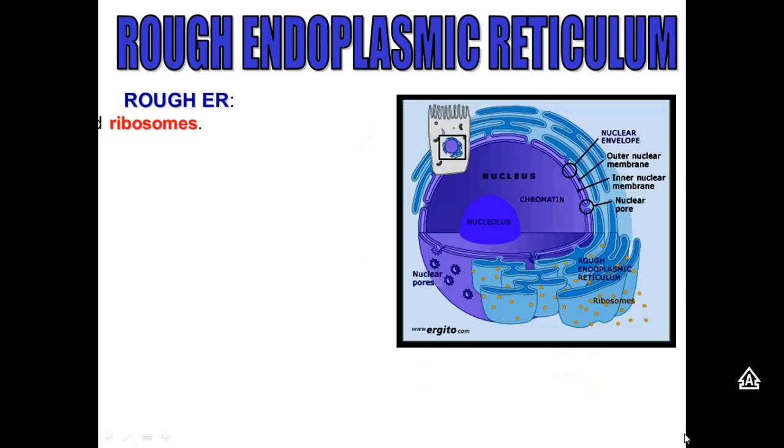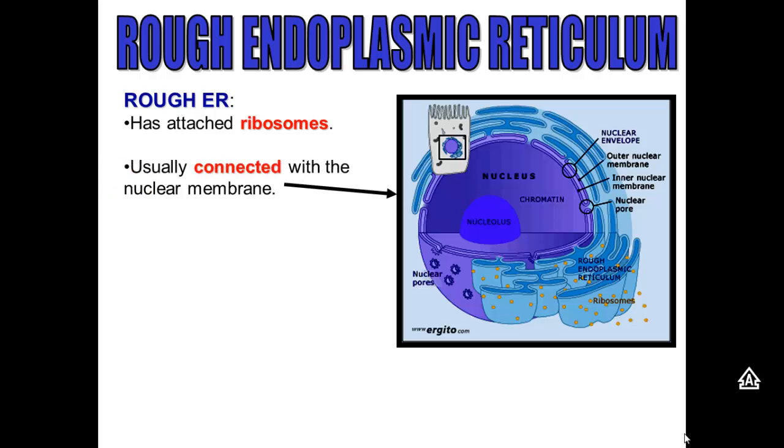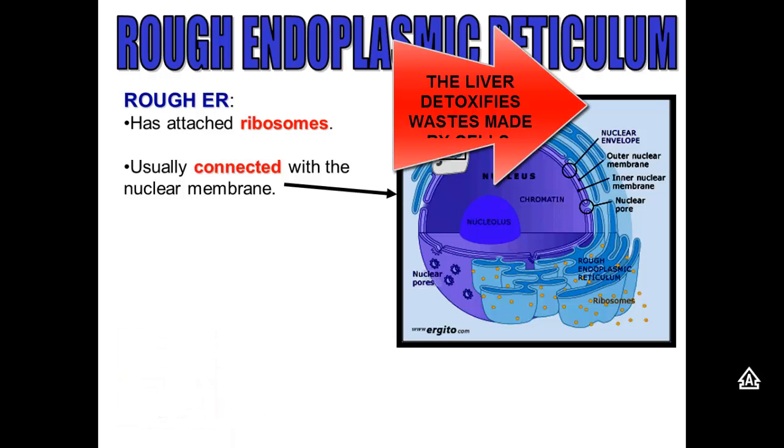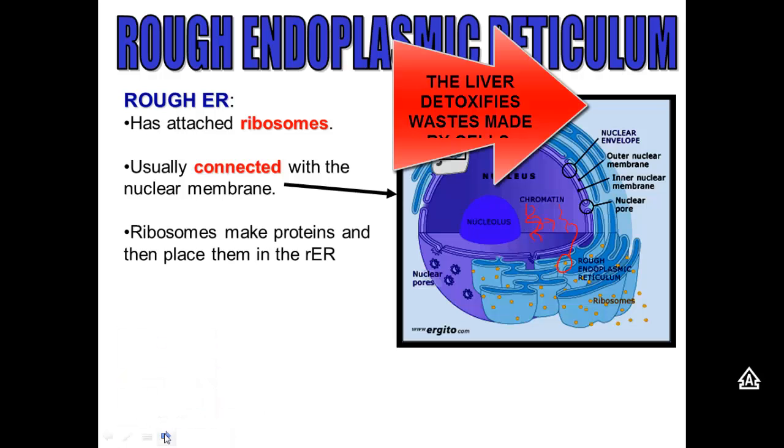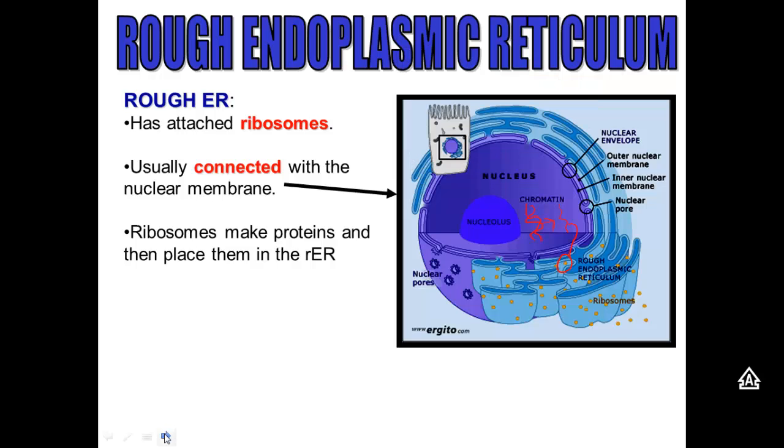The rough ER, like I said, has ribosomes attached to it. It's usually connected with the nuclear membrane, and the reason for that is their functions are very much related. The ribosomes that sit on the rough ER make proteins that are to be exported from the cell, and once those proteins are made, they put them into the ER. So the ER doesn't make proteins, it transports the proteins that are made by the ribosome.